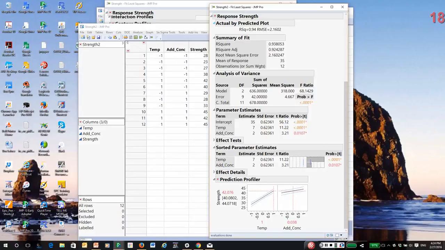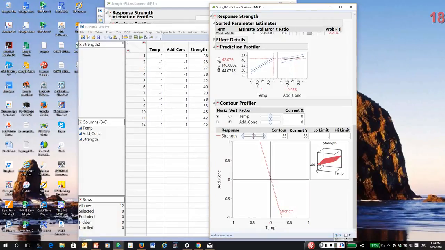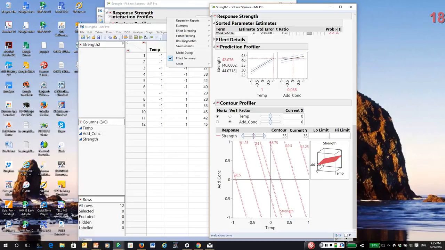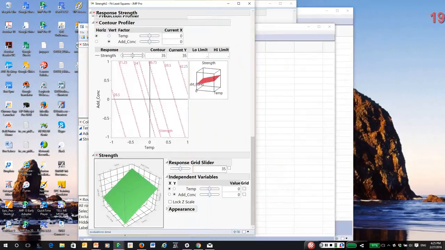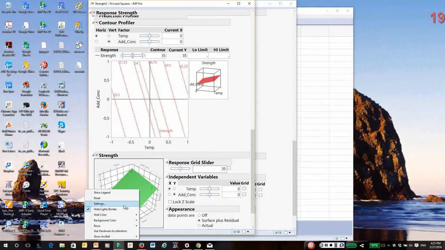Okay? And then if I use my profiler display, okay. So I'll show first the contour profiler, okay. Contour grid, and notice this time there is no curvature, it's just a flat plane, and we can really see this in the surface plot. Okay. So there's our surface plot on the left without an interaction. Again, let me blow up the points a little bit for you.